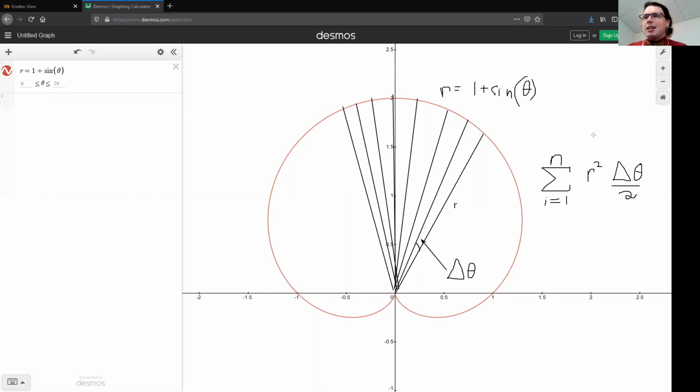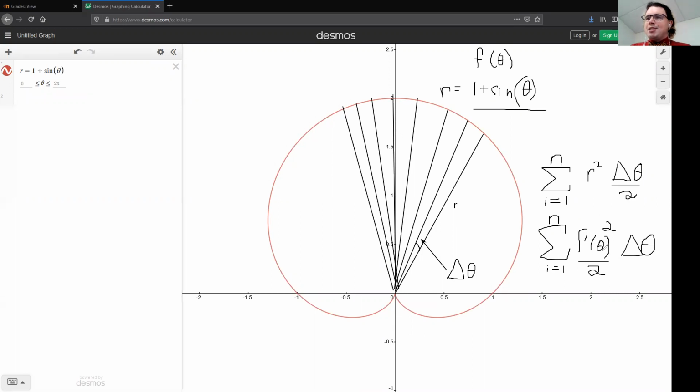Well, in this calculation, what is my r here? My r is a function of theta. So really, this is f of theta, whatever my function is. For this example, it's 1 plus sine of theta. And I have to square this and divide by 2. And then I've got my delta theta.